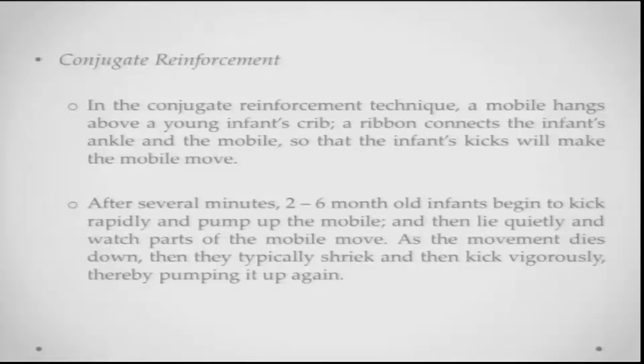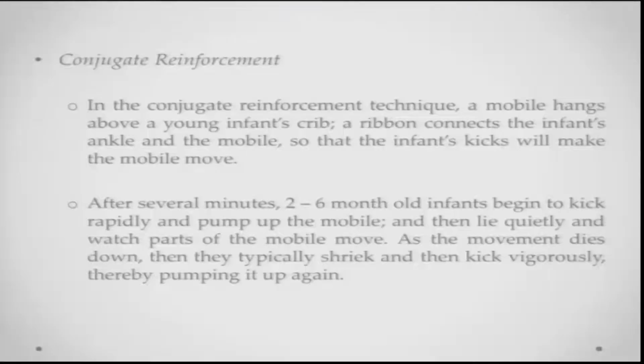Now, there is a very interesting technique that people have used to check whether children have memorized something or not. This one is referred to as the conjugate reinforcement technique. In this technique, there is a mobile that hangs over an infant's crib, and there is a ribbon that connects the infant's ankle and the mobile stand. So, the idea is whenever the infant moves his or her feet, the mobile is going to move; there is going to be motion.